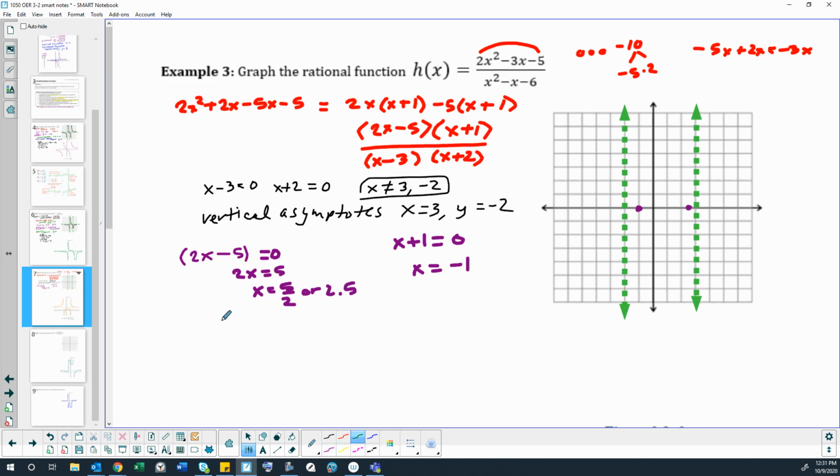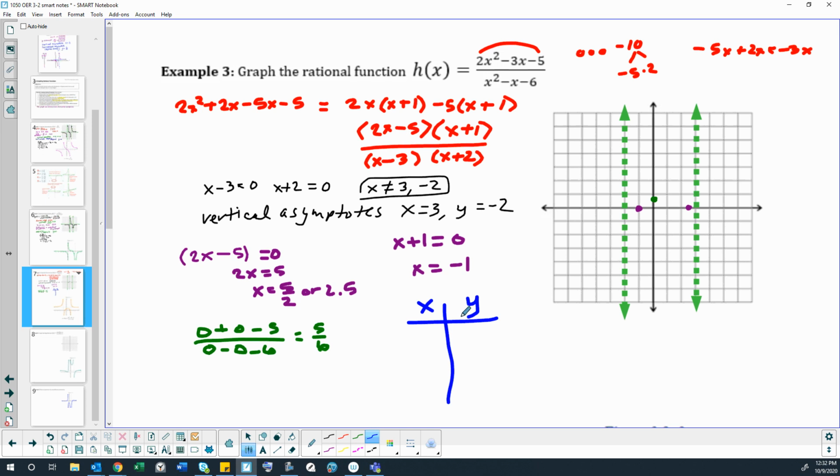Okay, now let's find y-intercepts. Actually, there could only be one or none, that wasn't quite right. So if I plug in 0, 2 times 0 squared is 0, and 3 times 0 is 0, and negative 5, and then 0 squared minus 0 minus 6, so that puts a y-intercept at 5/6. So that would be about right here. Now we need to plug in some other points. So let's do some x's that are less than one asymptote and more than the other one.